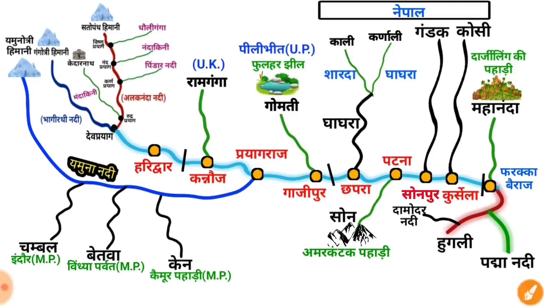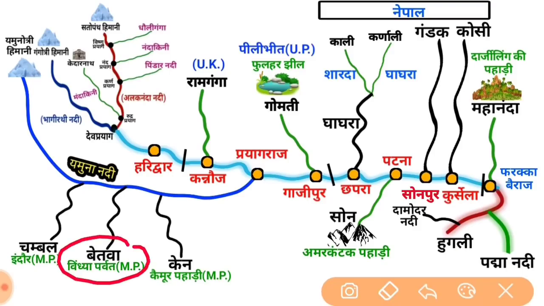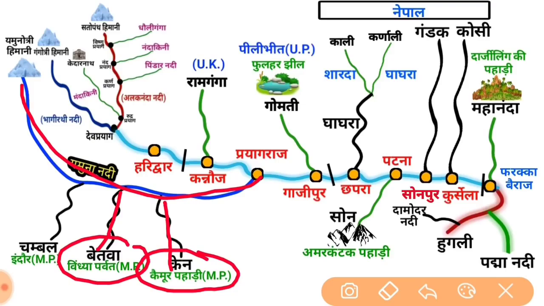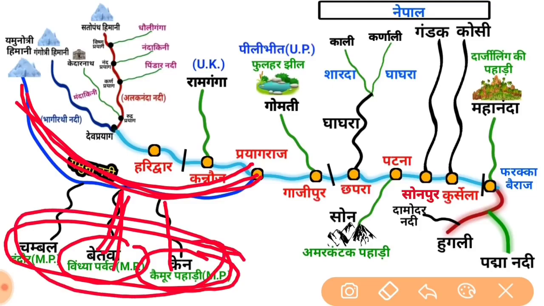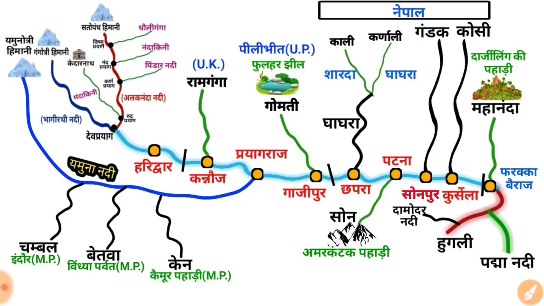After that, the second tributary is Betwa. It originates from Vindhya Mountain, Madhya Pradesh, and after that it also joins Yamuna River. And the third tributary is Ken. It originates from Kaimur Hill, Madhya Pradesh, and after going up it also joins Yamuna River. Now it joins Yamuna River and Yamuna River joins Ganga River. So tell me whether these three rivers are tributaries of Ganga or not. If these are the tributaries of Yamuna, then later Yamuna too is joining Ganga. Its water is joining Yamuna and Yamuna's water is joining Ganga. So these will be tributaries of both Yamuna and Ganga. Chambal, Betwa and Ken. Okay, remember, these three are joining Yamuna.